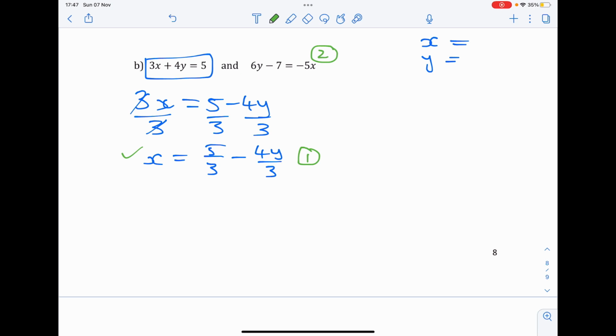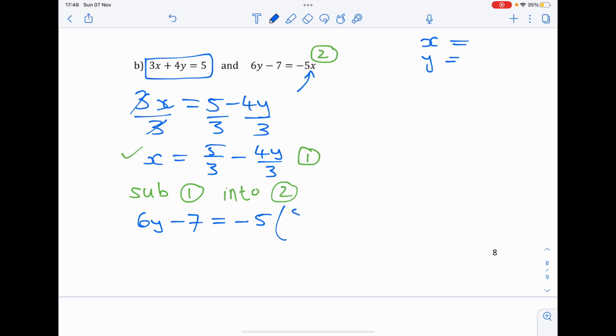Okay, so I'm happy. Now I'm going to tell my marker, substitute equation 1 into equation 2. So I'm telling my marker what I'm going to do, and then I'm going to do it. Wherever I see an x in equation 2, I'm going to replace it with 5 over 3 minus 4y over 3. So 6y minus 7 equals minus 5 multiplied by 5 over 3 minus 4y over 3.